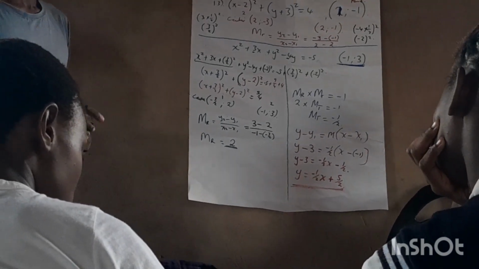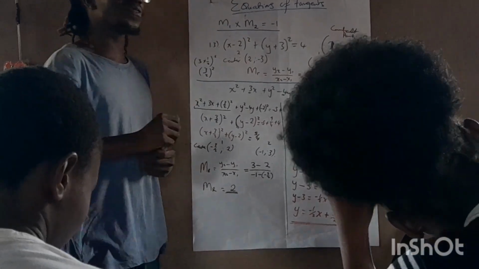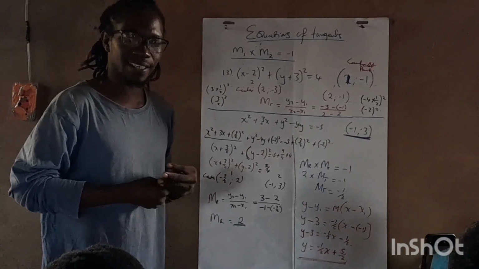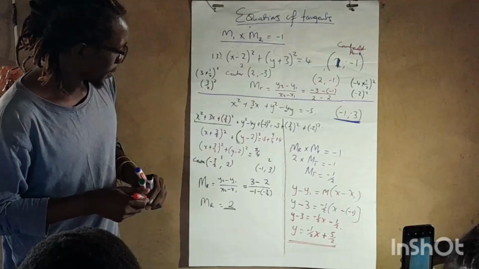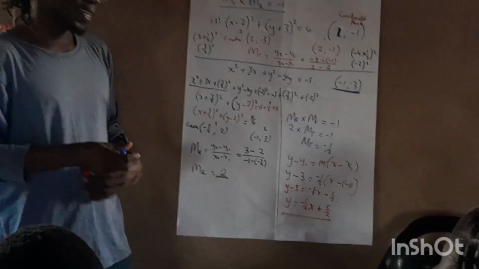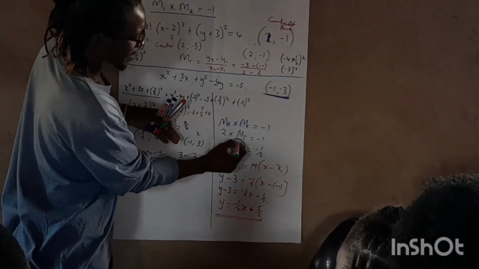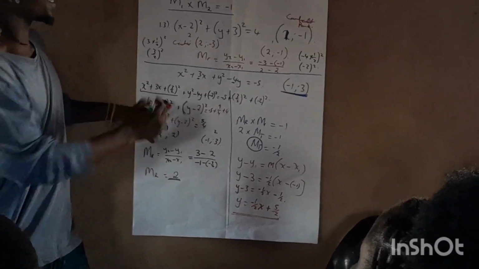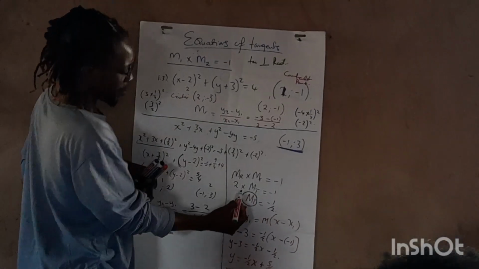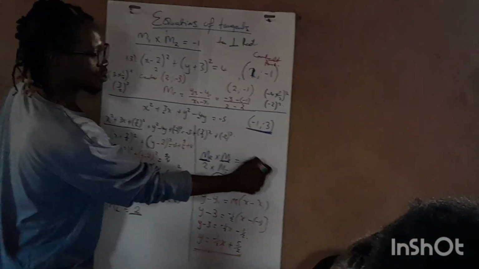Did you see that? So it means that whenever you are trying to find the equation of the tangent, first thing first, you find the gradient of the radius, or the gradient of the tangent. Yes, this is the gradient of the tangent. So we said the tangent is always perpendicular to the radius. So we use that fact and say the gradient of the radius multiplied by the gradient of the tangent should give us negative 1.